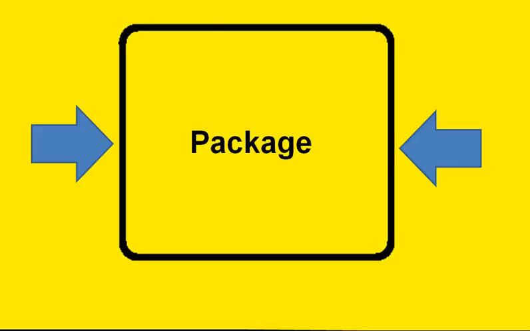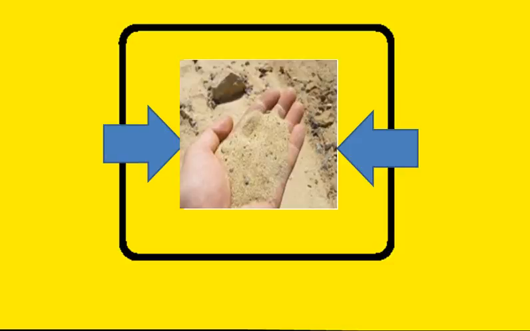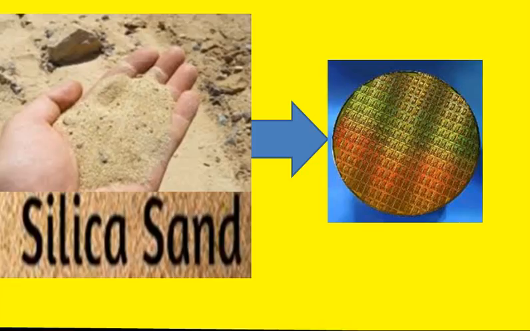This is the CPU package. This is what we see from the outside. Inside the package is the die. Package, die. The die is made of silicon oxide, sand, quartz sand. That sand is now formed into wafers.